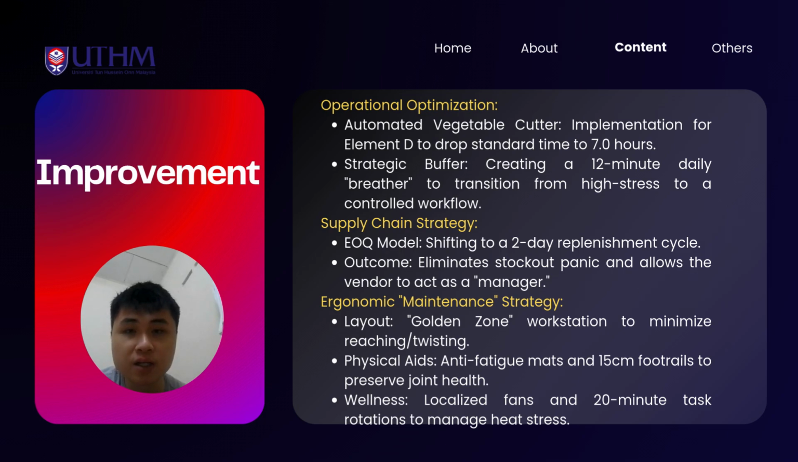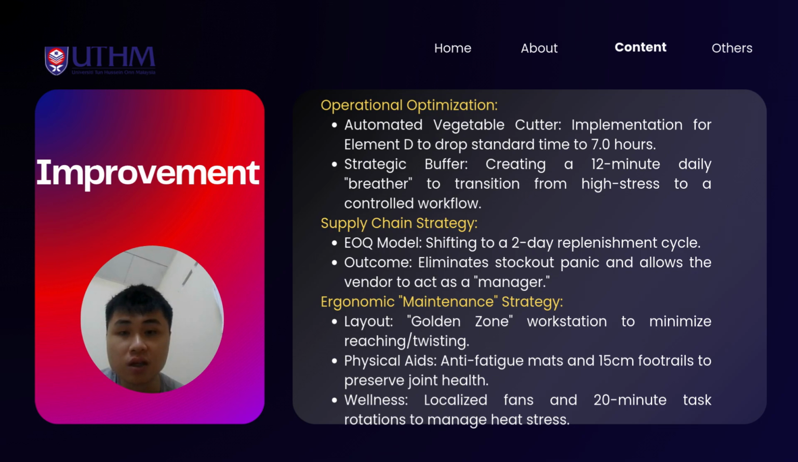So for the improvement part, the first one is operational optimization. Automated vegetable cutter implementation for element D to drop standard time to 7 hours. Strategic buffer, creating a 12-minute daily buffer to transition from high stress to a controlled workflow. The second one is supply chain strategy, EOQ model, shifting to a 2-day replenishment cycle. The outcome eliminates stock-out panic and allows the vendor to act as a manager.